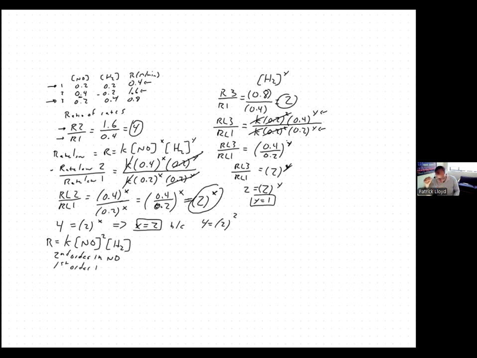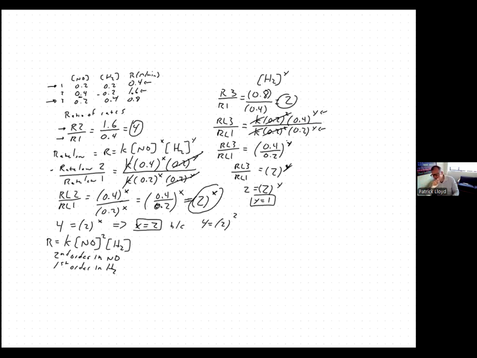In other words, if I double the concentration of NO, I will quadruple the rate. That's what actually happened from experiment 1 to 2. If I double the concentration of H2, that will double the rate. It's first order in H2. And that's what we figured out in experiment 1 compared to experiment 3.